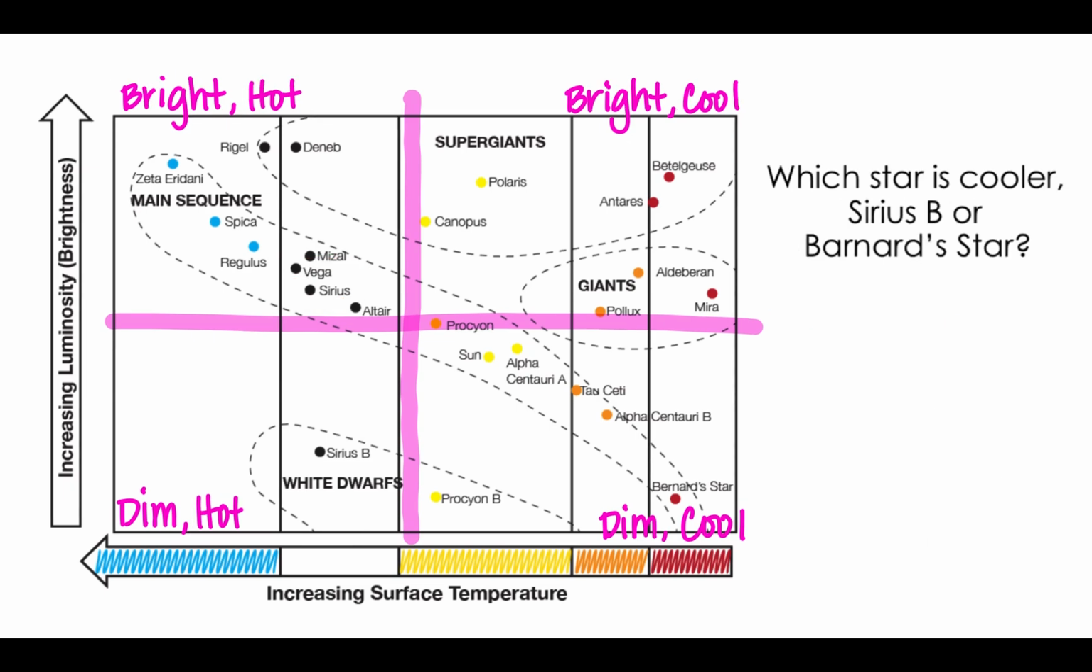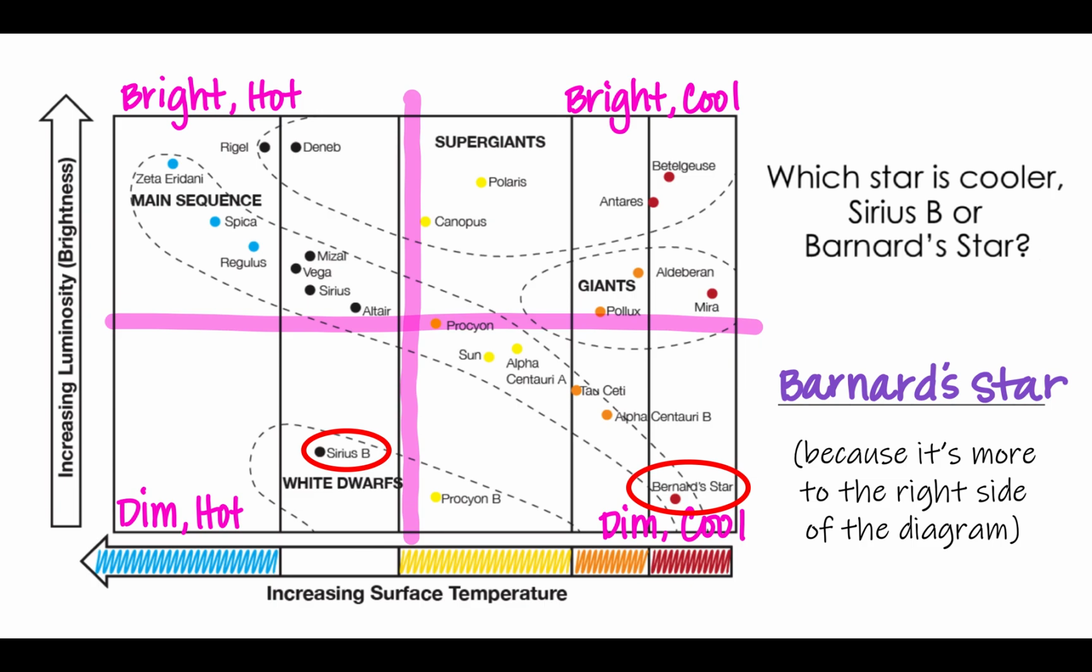Which star is cooler, Sirius B or Barnard's star? Let's find these stars on the HR diagram. Remember, stars that are cooler tend to be towards the right side of the diagram. So, which of these is cooler? Barnard's star, excellent! It's cooler because it's more towards the right of the diagram.